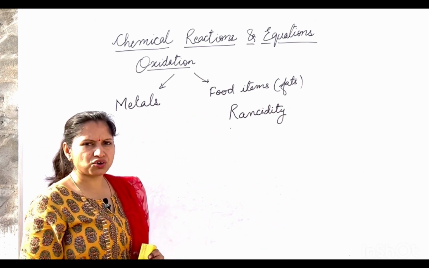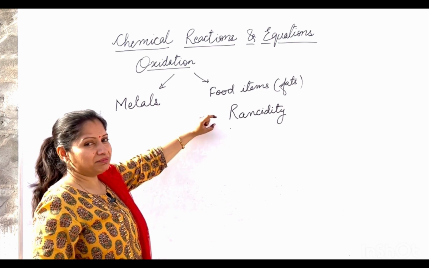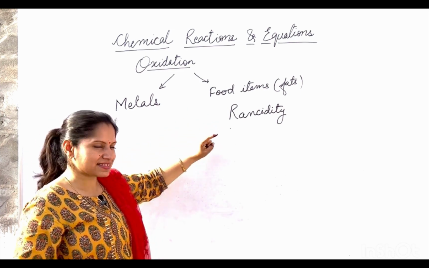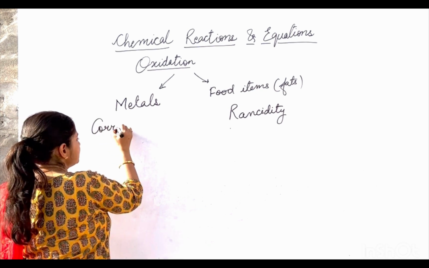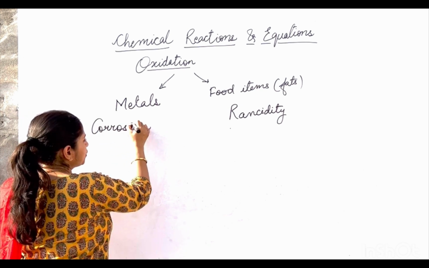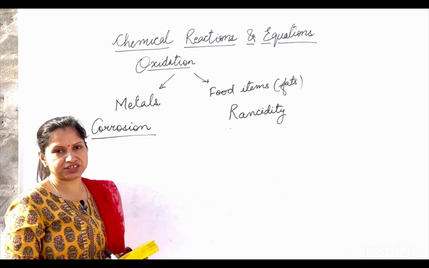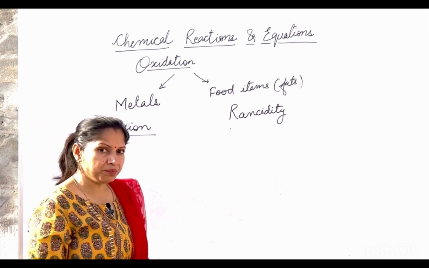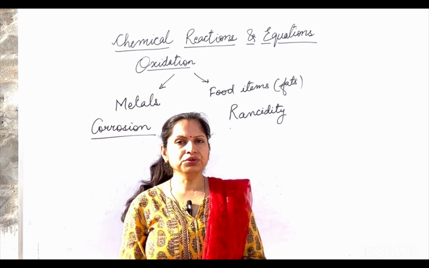Food items often cause acidity, but in the fats of the food item, there occurs rancidity. We'll discuss that. And there is corrosion of metals. That is also part of oxidation of metals. So what happens? First, let's consider corrosion.